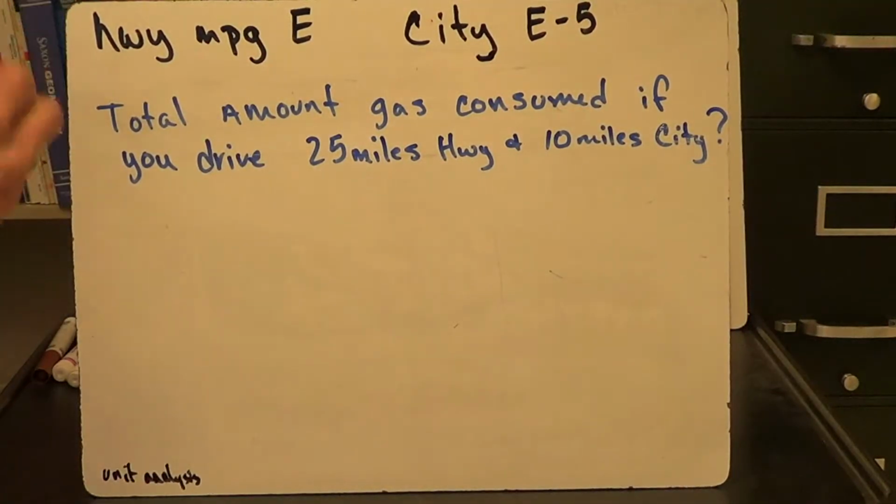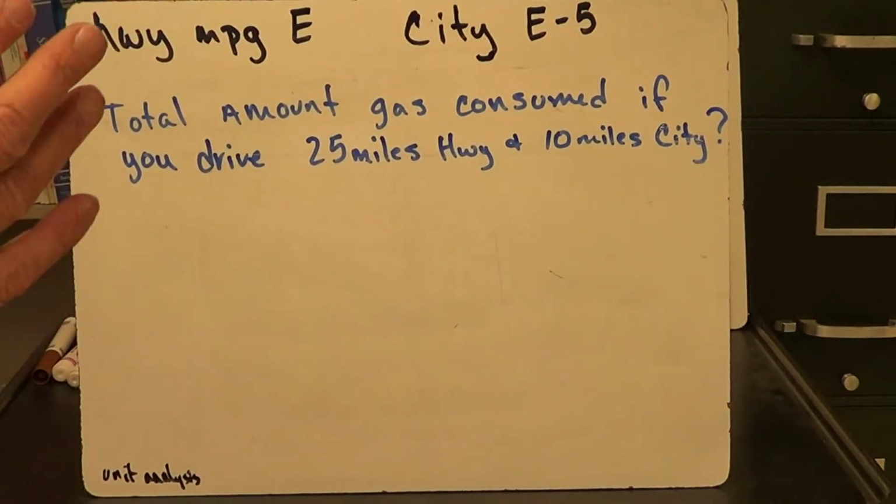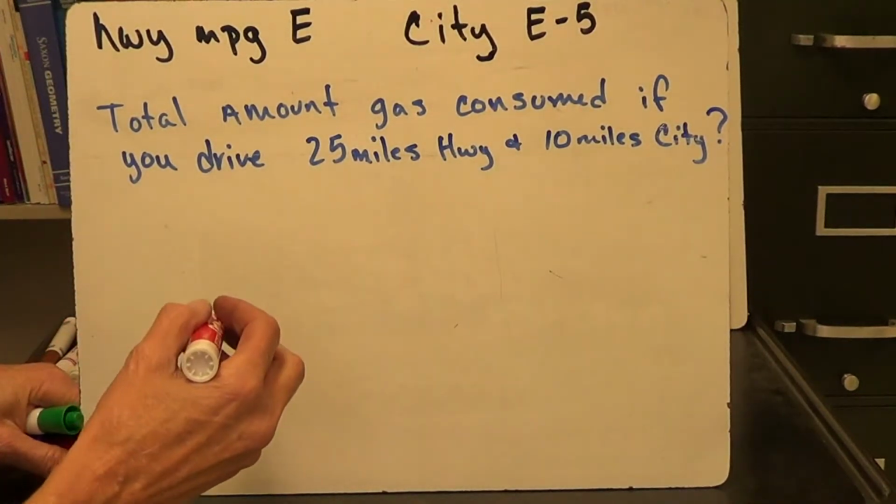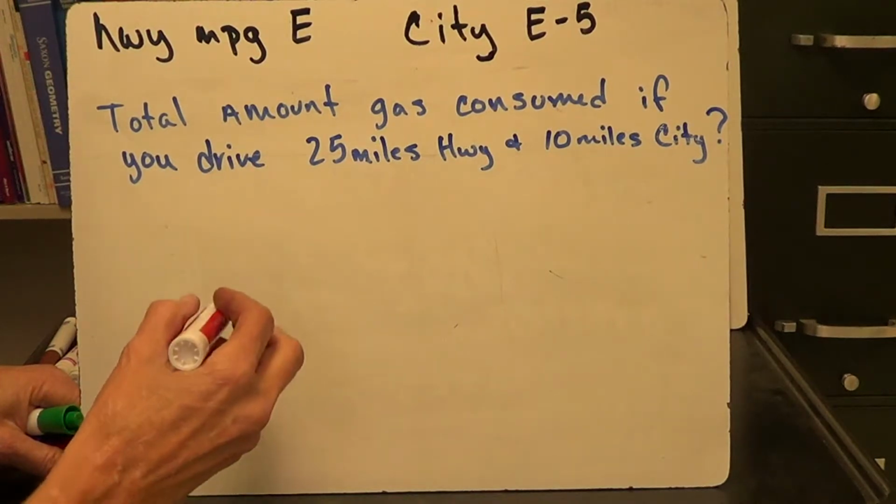So here's a real-world problem. We have miles per gallon fuel efficiency on the highway. We just label it as E. In the city, our fuel efficiency goes down 5 miles per gallon for that particular car. So we want to know what's the total amount consumed if you drive 25 miles on the highway, 10 miles in the city. Okay?